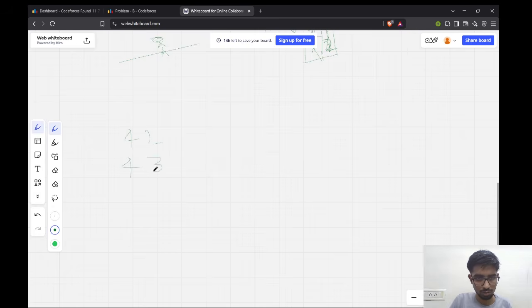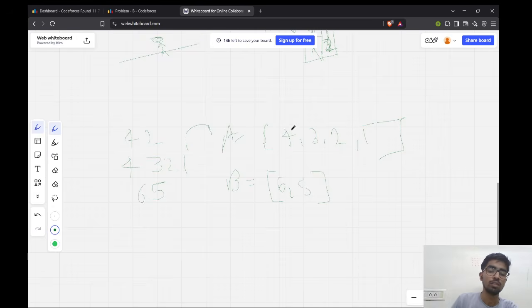4 3 2 1 6 5. This means this is the height of the mountains of layer 1, that is 4 3 2 1, right? And the height of the mountains in which there is standing is 6 and 5.